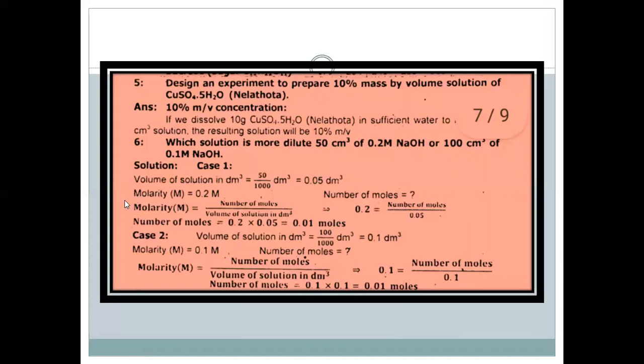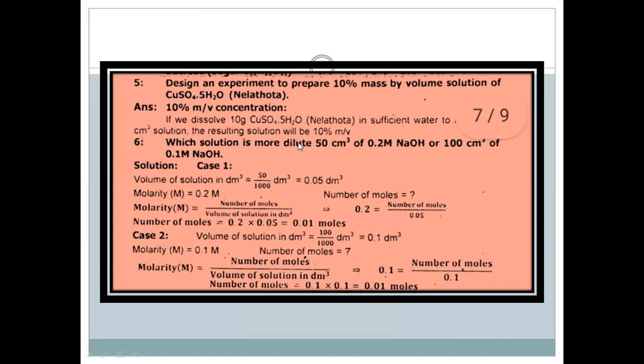Which solution? If we add 10 grams of copper sulfate in sufficient water, up to the mark, and the volumetric flask is 100 centimeter cube, then the resultant solution will be 10% mass by volume. How much? 100 centimeter cube solution. Percent means per 100 centimeter cube of solution.